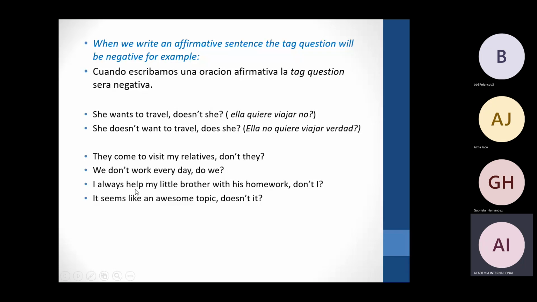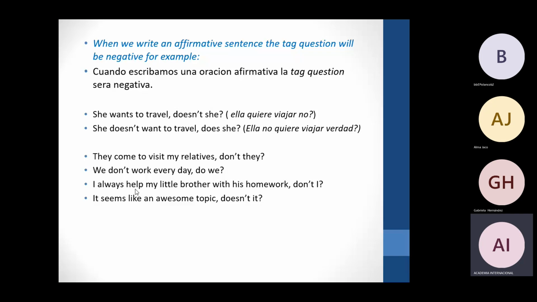This can be like, for example, if my mom is scolding me. You know, scold es regañar o llamar la atención. It is an example like when my mom is scolding me because I haven't helped my little brother to do his homework. And I say, I always help my little brother with his homework, don't I? Es como decir, siempre le ayudo a mi hermano pequeño con su tarea, ¿no? And why are you saying right now that I don't do it? ¿Por qué estás diciendo ahorita que no lo hago?